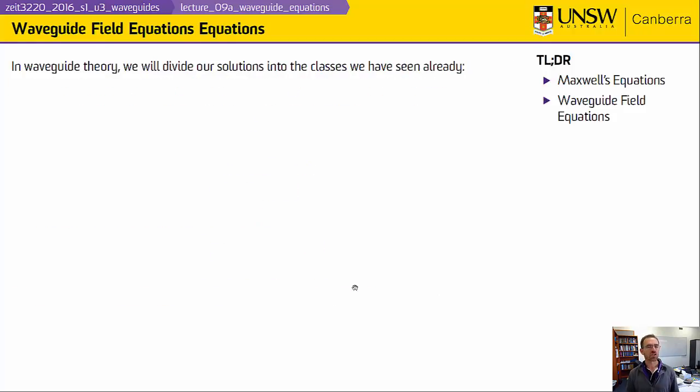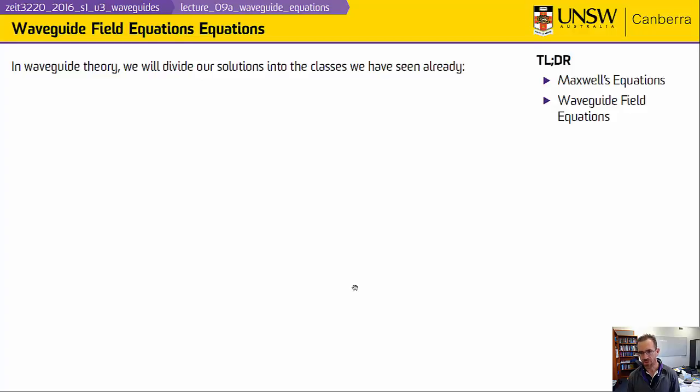Now, we've already started to look at the concept of different types of modes. We know that there's TEM modes. These are modes that are transverse electromagnetic. So in that case, both E sub z and H sub z are equal to 0. And this set of waveguide field equations will not be useful. In a TEM mode, I can have E sub x and E sub y without an E sub z or an H sub z.